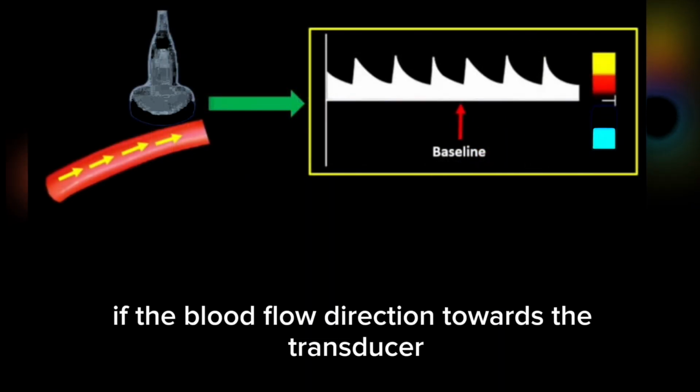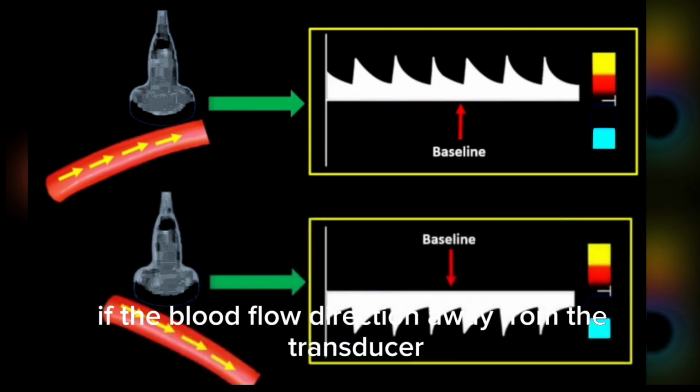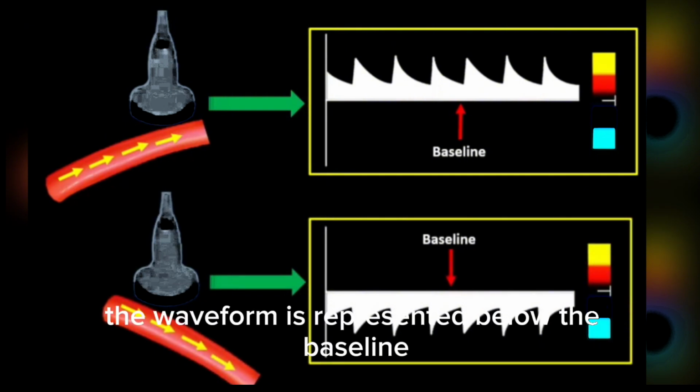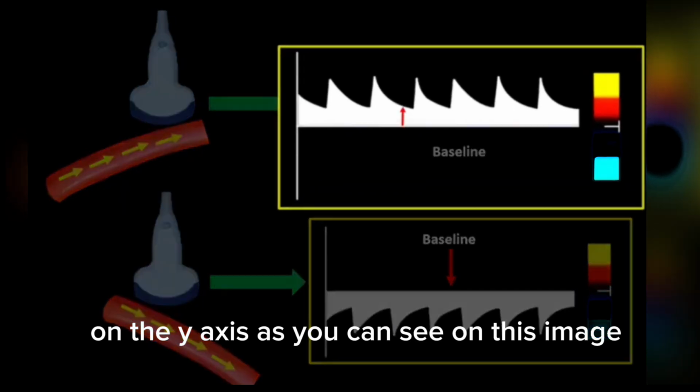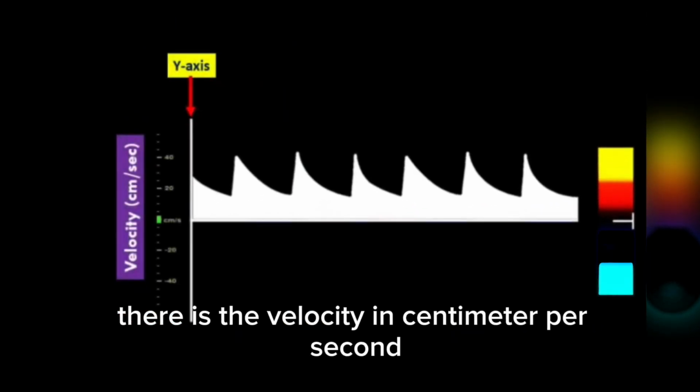If the blood flow direction is towards the transducer, the waveform is represented above the baseline. If the blood flow direction is away from the transducer, the waveform is represented below the baseline. On the y-axis, as you can see on this image, there is the velocity in centimeters per second.